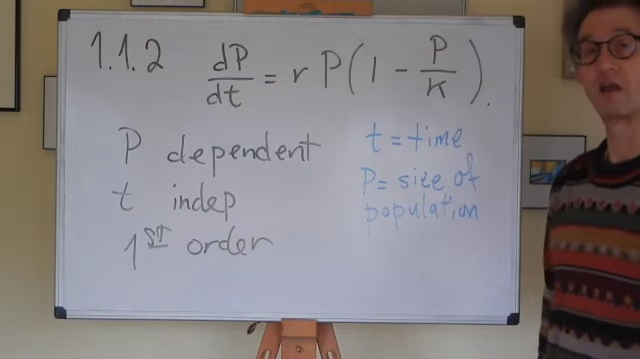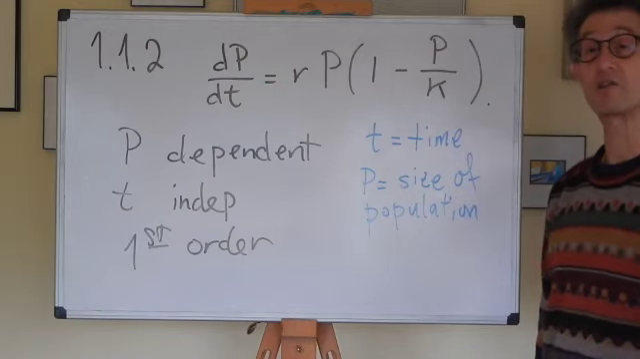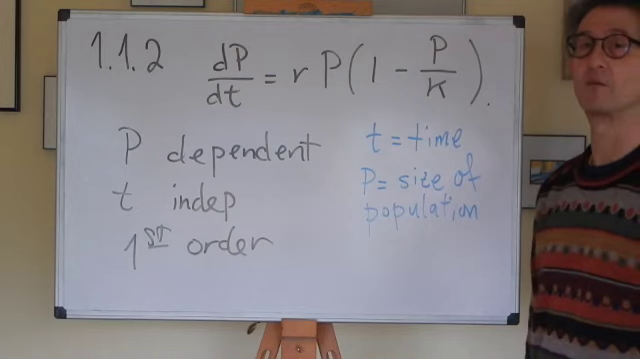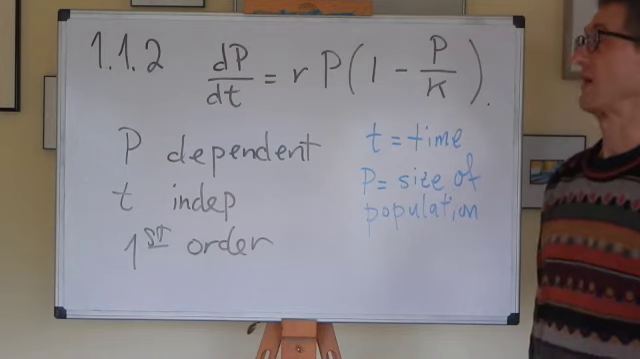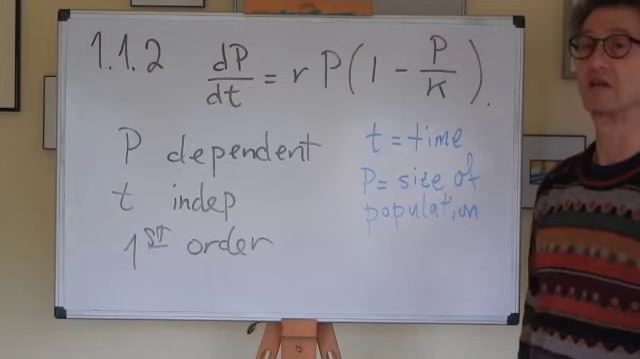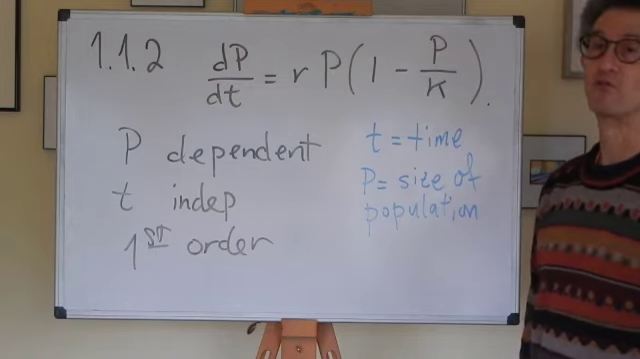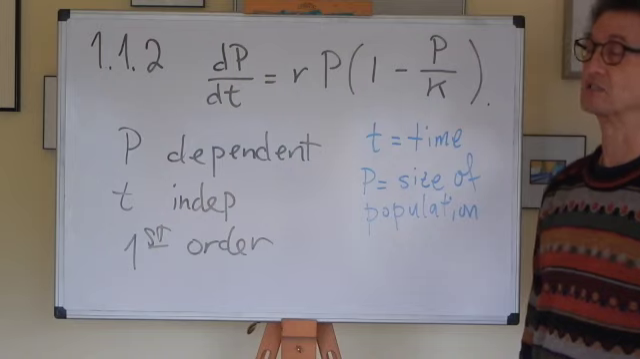We'll see this equation again. It's called the logistic equation. And it's one of the examples that we will analyze in a number of different ways. And it's a standard example of a differential equations model for a biological situation.